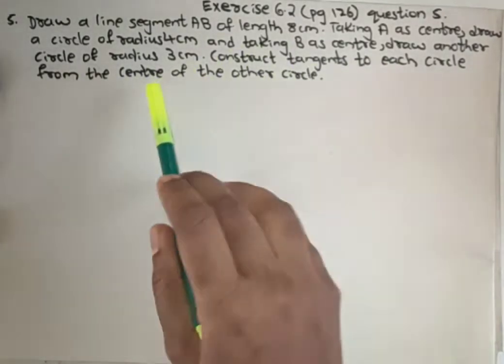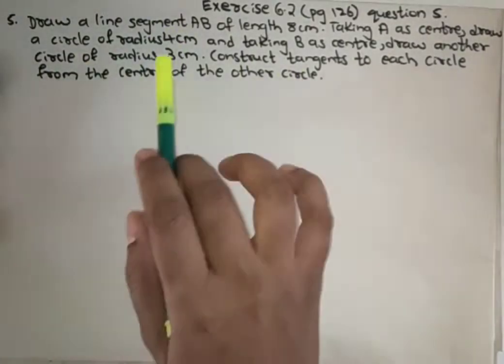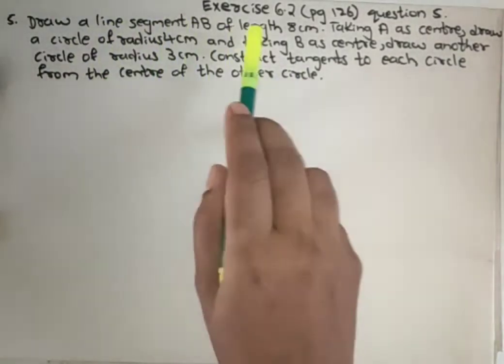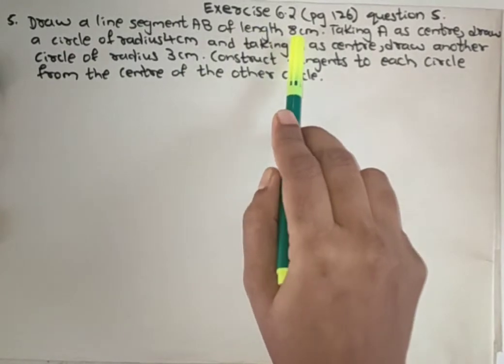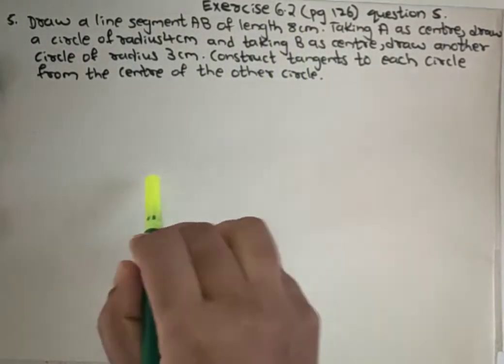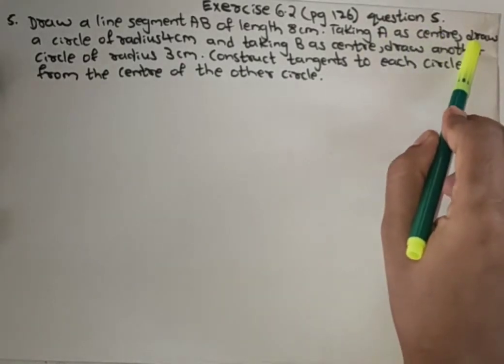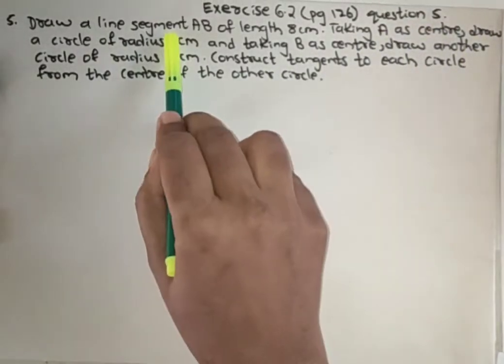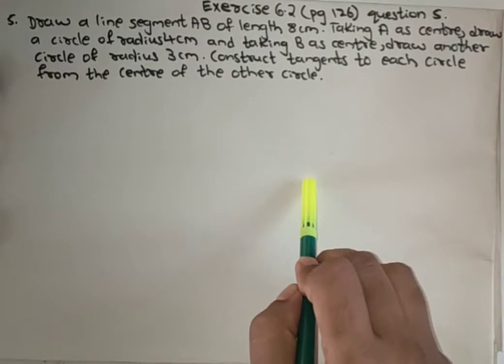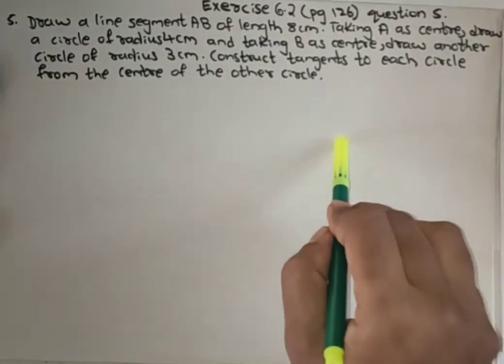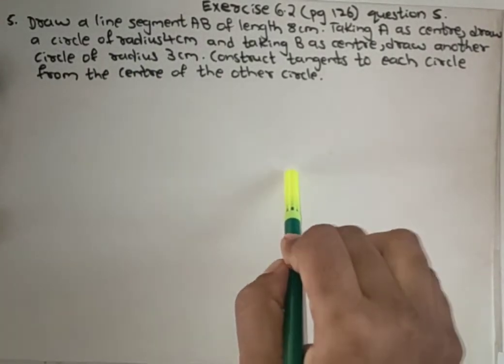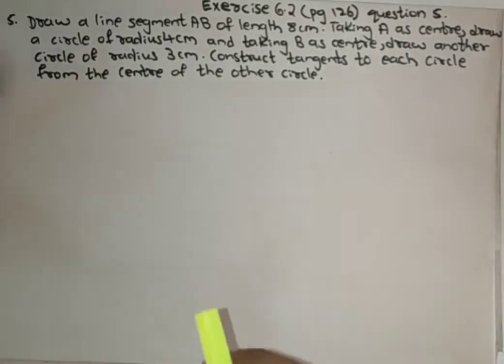This is an easy question. First step, we have to draw a line segment of length 8 cm. Second step, taking A as center, we should draw a circle of radius 4 cm. Now, taking B as center, we should draw a circle of radius 3 cm. These three steps we will do now.